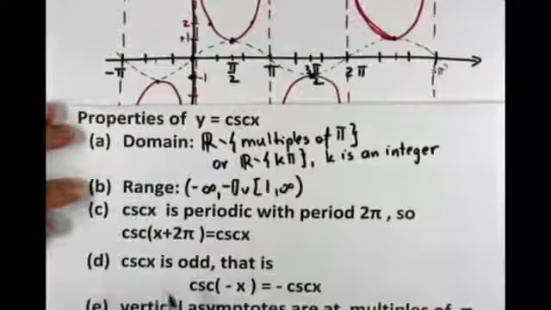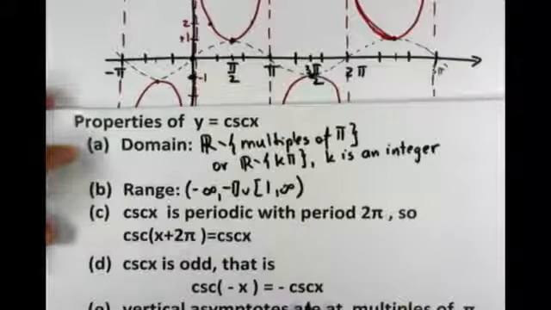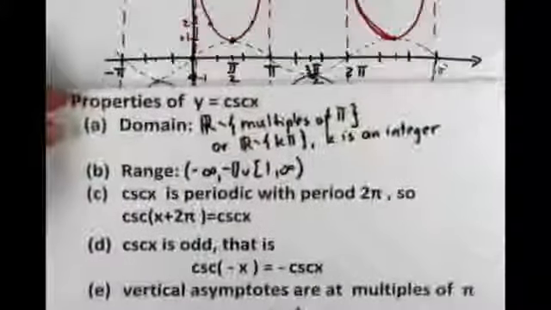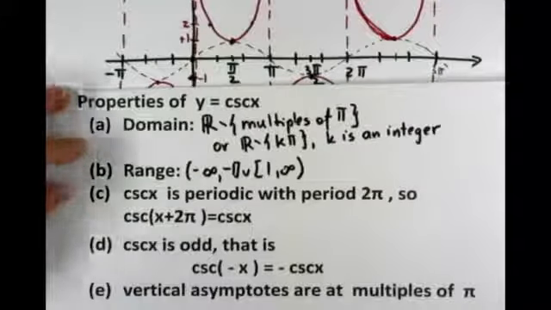Okay, the function is odd. That is, cosecant of minus x is equal to minus cosecant x. And the last property is that the vertical asymptotes are at multiples of pi.